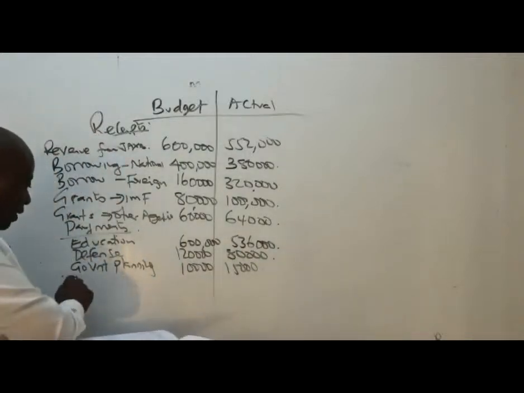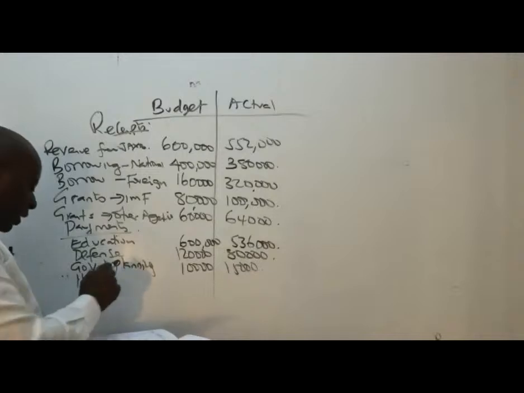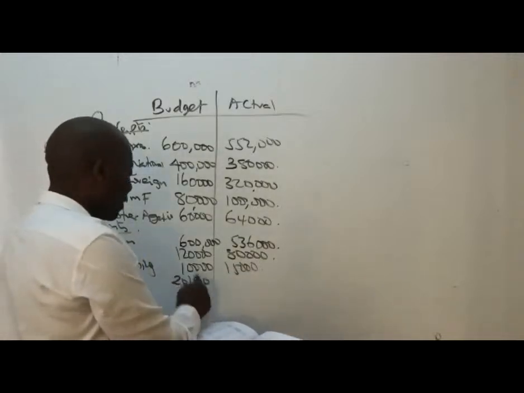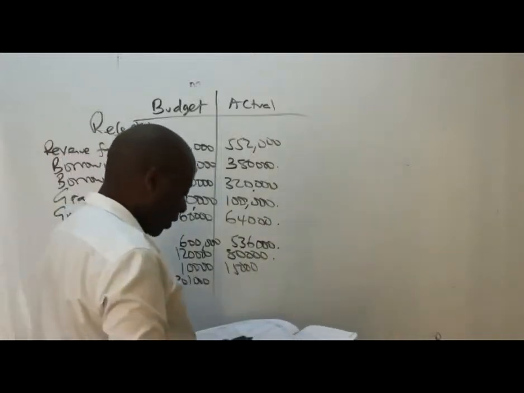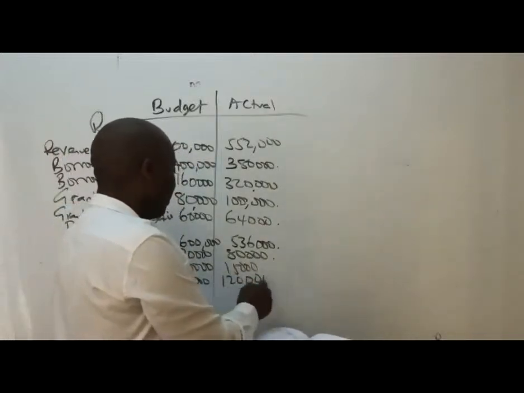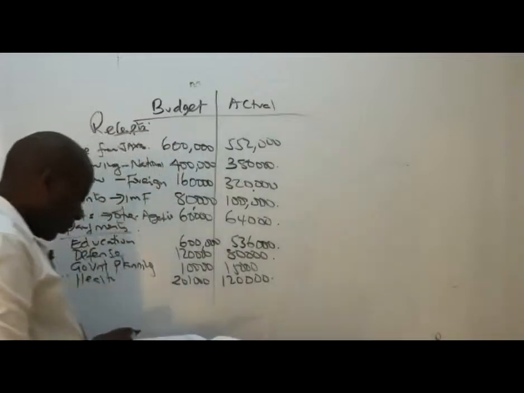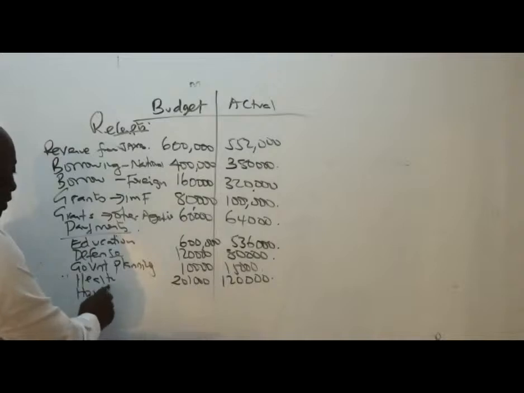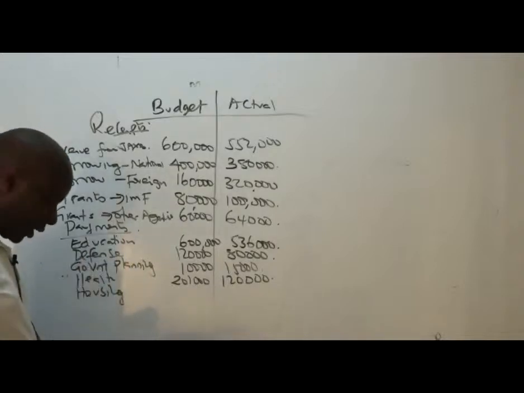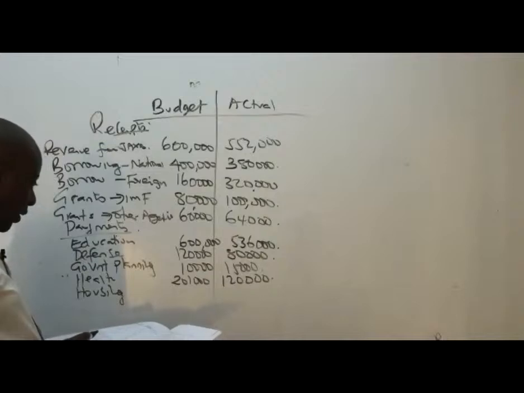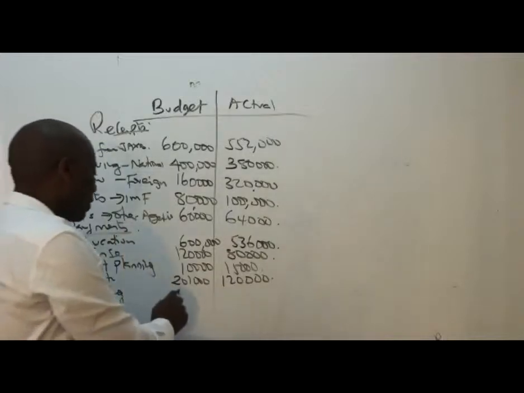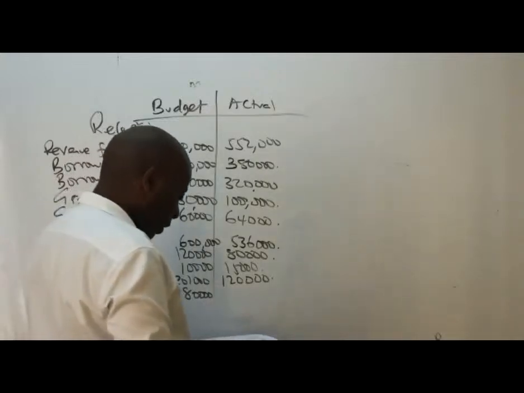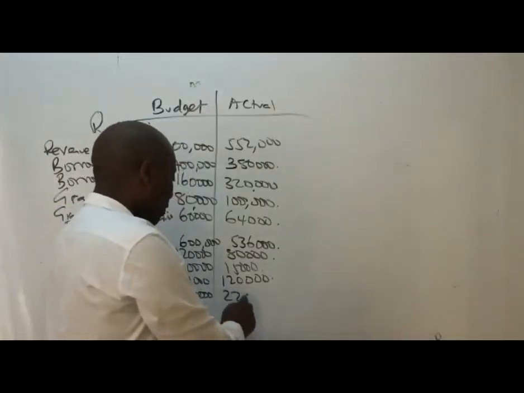Then we have a health project, 201,000 versus 120,000. From there, we have internal security, housing. So housing, what do we have? 180 to 20,000. 180, 220,000.